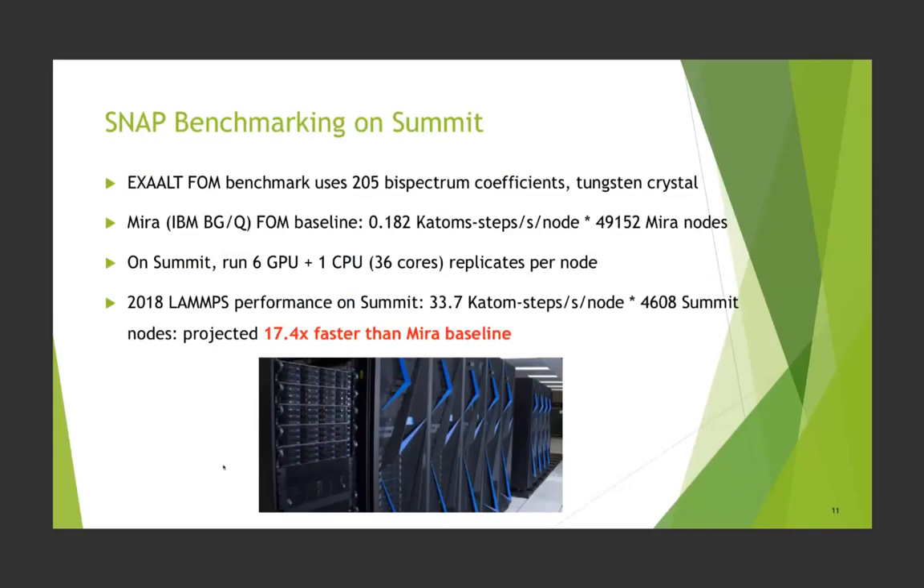Okay, so Aiden talked about the EXAALT figure of merit and benchmarking on Mira, and so I just wanted to go through that a little bit and explain how that's done. As Aiden said, the figure of merit is a tungsten crystal using the SNAP potential. We ran this on Mira to get a baseline. The single node performance on Mira is then scaled up by the number of nodes on Mira. And just to clarify, I believe this was the CPU-only serial version, so this was not the Kokkos version used to get the baseline for Mira.